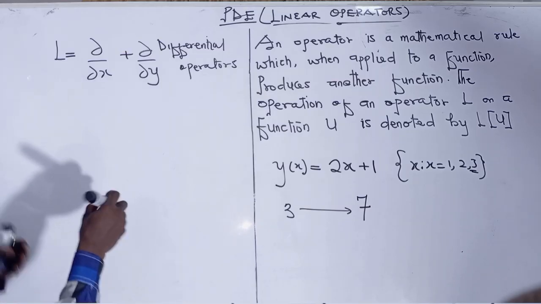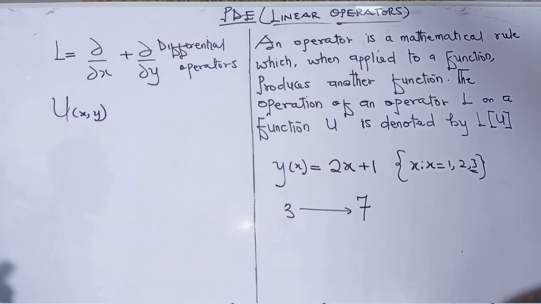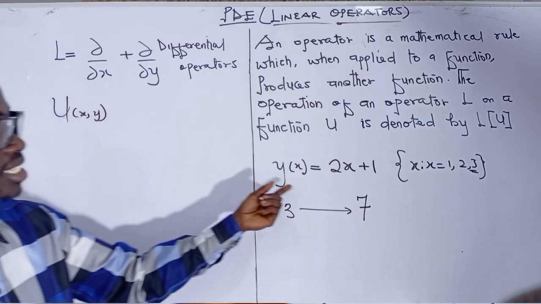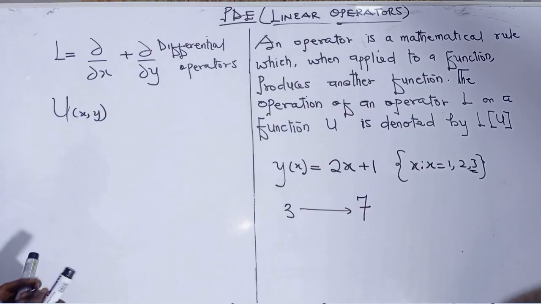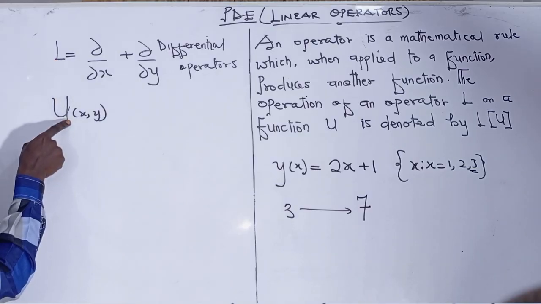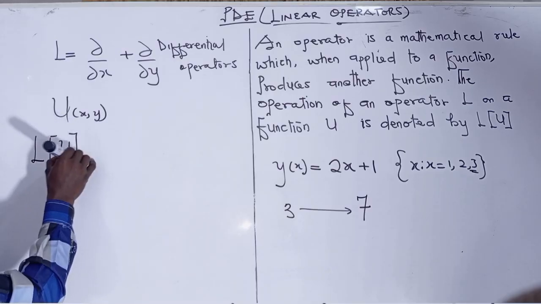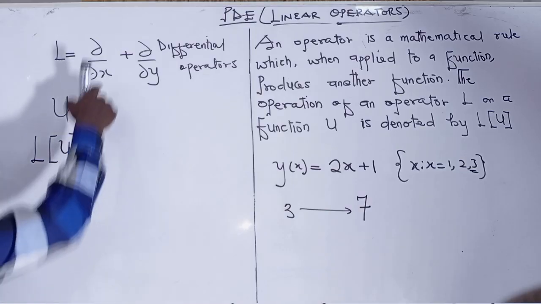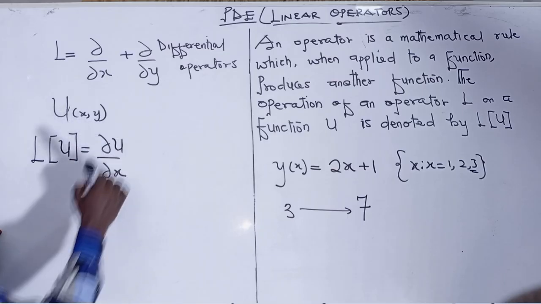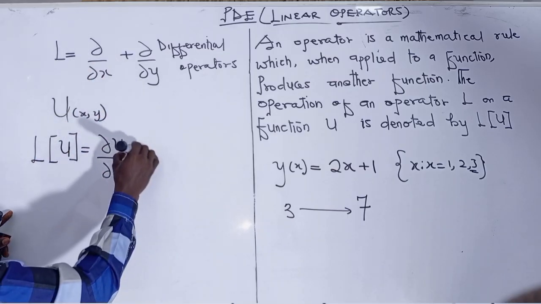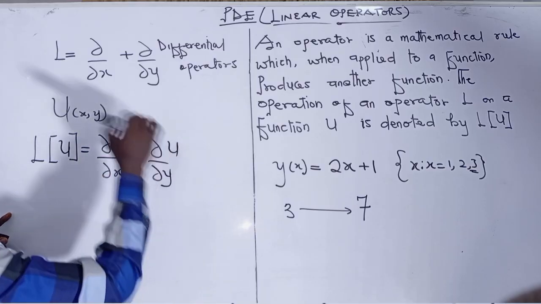So let's take it that our function is the function u, and this function is in terms of x and y. So we have the operator, which is the rule, and we are going to act it on these numbers, which is what? The function. So when we operate the operator on the function u, we are going to get L operating on the function u. This is what we are going to do. We are going to take the operator del x, then we attach the function to it, then we move on to plus. We have del y, we attach our function u.